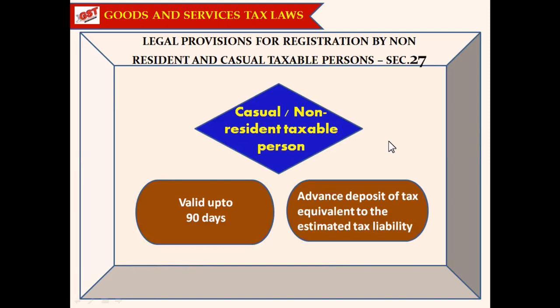Section 27 deals with the provisions for registration by non-residents and casual taxable persons. For casual and non-resident taxable persons, their registration is valid only up to 90 days. And they have to deposit an advance amount equivalent to the estimated tax liability before they get their registration certificate.